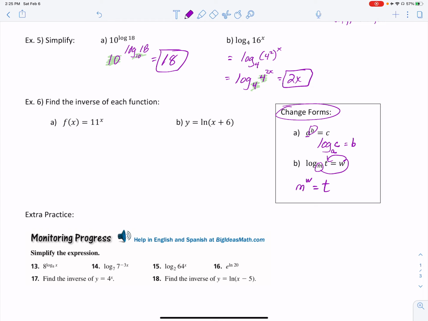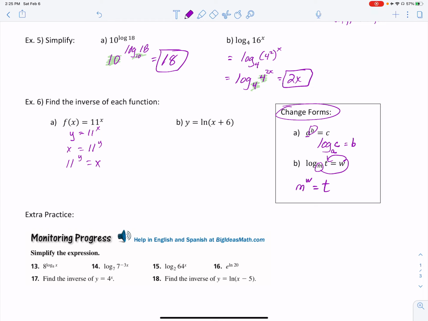So it says in example 6, find the inverse. We are going to rewrite, let f of x be y. And as we did with some linear functions and some other functions, when we find the inverse, we switch x and y. And then we solve for y. But how we're going to solve for y is we are going to be thinking of this as 11 raised to the y equals x. We're going to change forms.